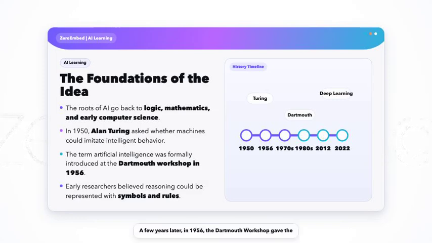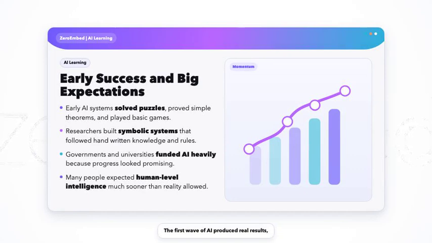A few years later, in 1956, the Dartmouth workshop gave the field its name. The basic hope was bold. If intelligence could be broken into logic, memory, search, and decision-making, then perhaps software could reproduce some part of it. The first wave of AI produced real results, and that created enormous excitement. Programs could solve puzzles, play controlled games, and reason through carefully designed problems. These systems were impressive because computers were no longer just calculating numbers. They were following symbolic steps that looked a little like problem solving.